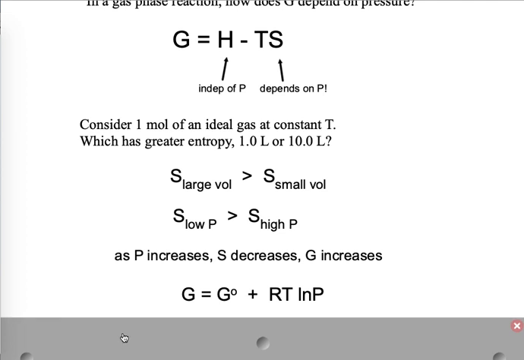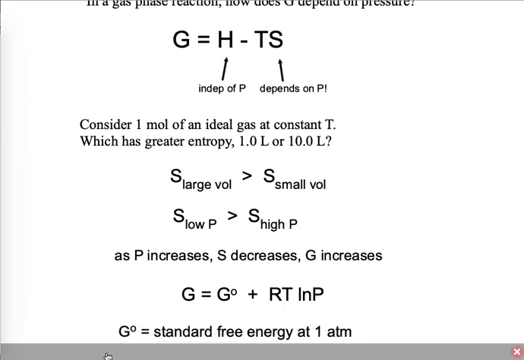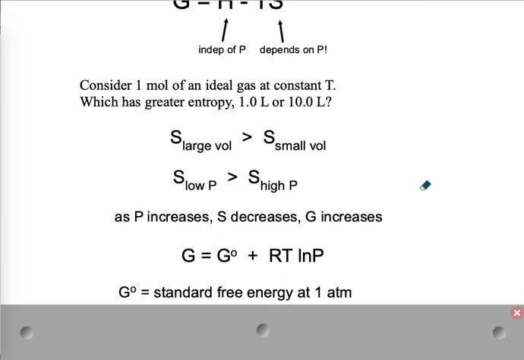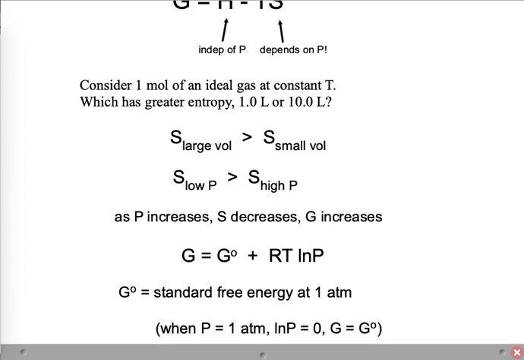Okay? All of this leads to a derivation that our textbook completely skips over because it's beyond the scope of the course, that tells us that the free energy of a system at non-standard pressure is equal to the standard free energy, G naught, plus RT times the natural log of the pressure, where R is the gas constant in units of kilojoules per mole Kelvin. G naught is the standard free energy of the system at a pressure of 1 atmosphere. So when the pressure is 1 atmosphere, the natural log of pressure is 0, and the free energy is equal to the standard free energy, G naught.